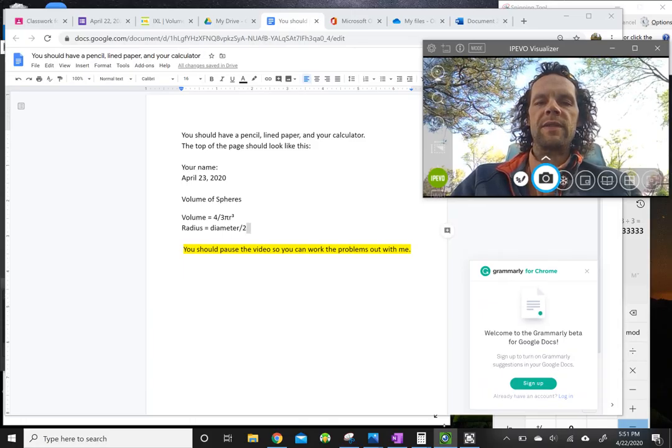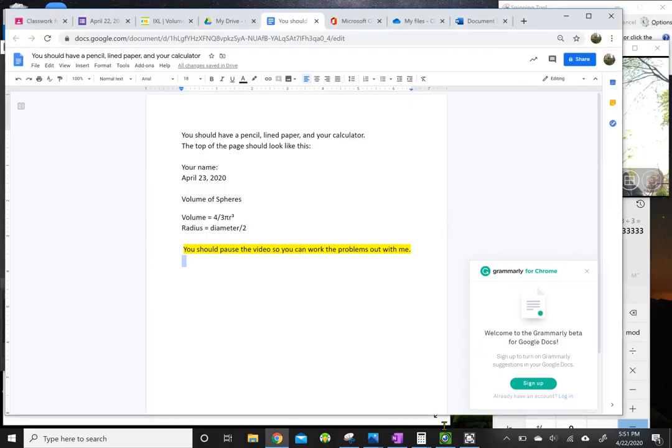You can see on the left side of the screen right now, kind of similar to what you see every day, okay? You should have all of these things for math class. Make sure you have a pencil and lined paper and a calculator. At the top of your page, you should have your name and the date, and write that we're studying the volume of spheres.